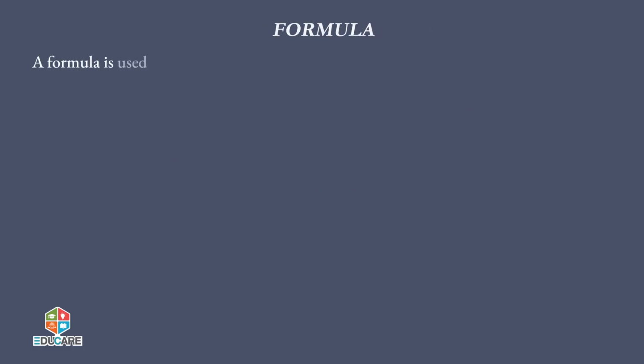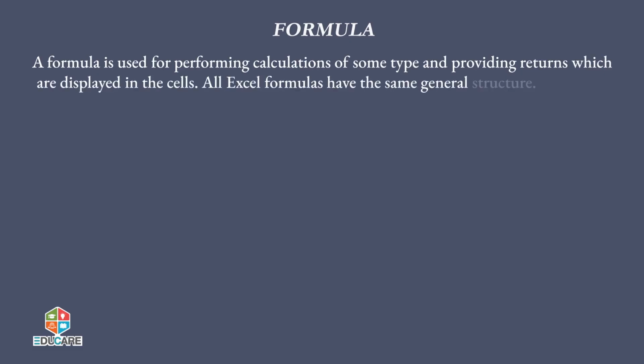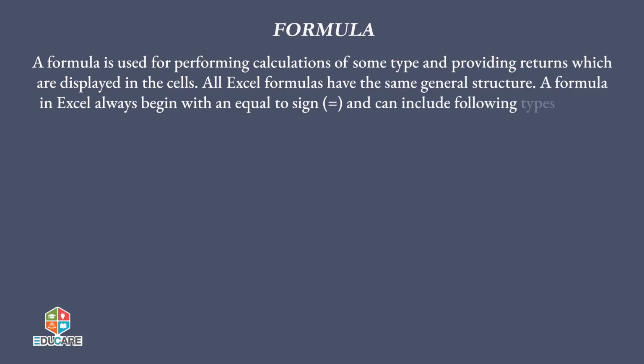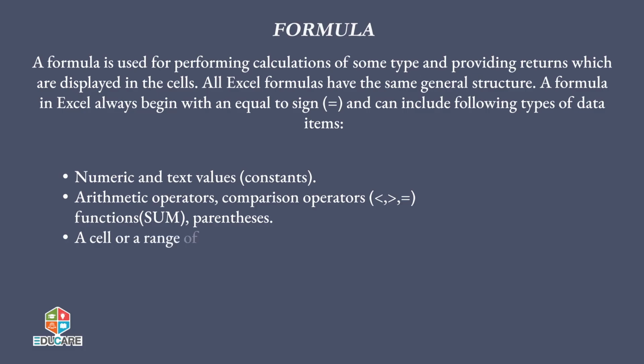Formula. A formula is used for performing calculations of some type and providing returns which are displayed in the cells. All Excel formulas have the same general structure. A formula in Excel always begins with an equal to sign and can include the following types of data items: numeric and text values, constants, arithmetic operators, comparison operators, functions, parentheses, a cell or a range of cells that you want to include in your calculation.